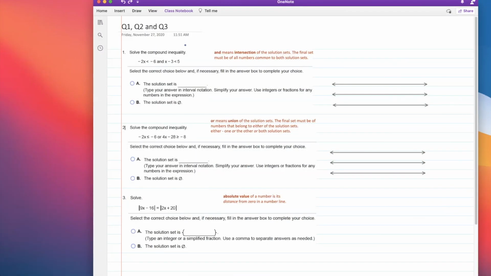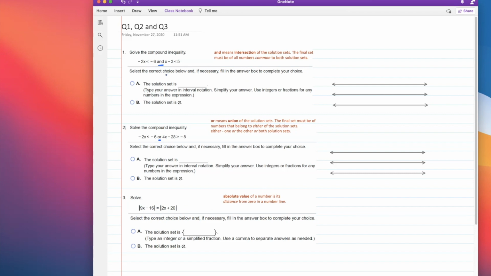Question 1, 2, and 3 are related with the content in module 1. That is compound inequality using the and, then compound inequality using the or, and how to solve those compound inequalities, and then to solve absolute value equation. You see that this is an equation with the equal sign, and it's absolute value because it has the 2 bars.